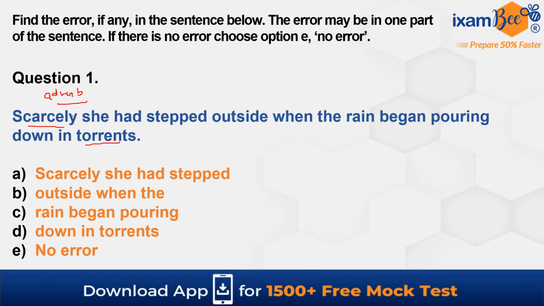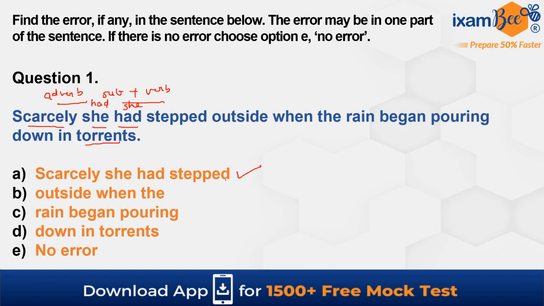So what is the rule? Whenever a sentence begins with an adverb, the position of the subject and the verb go through an inversion. So what happens is this, we need to change the position of the verb and the subject here. They have to be reversed, right? So scarcely had she stepped outside. We need to make it correct in this way, right? Scarcely had she stepped outside. So your correct answer will be A here because the error lies in part A.